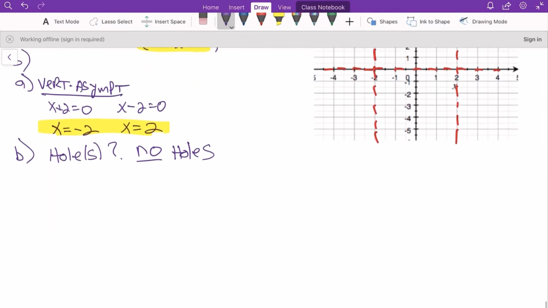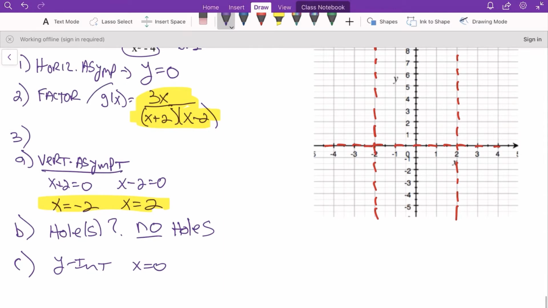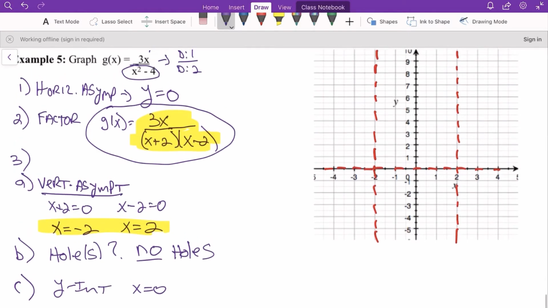I'm going to move this up just a little bit. The next thing we would look for, in 3c, is the y-intercept. Remember, for the y-intercept, which is standard for any function, all we do is substitute a 0 in for x into the function. Here's my original function: g of x equals 3x over x plus 2 times x minus 2. Since we didn't have any canceled factors, we could even go back to the original function to make life a little easier. So I think that's what I'm going to do.